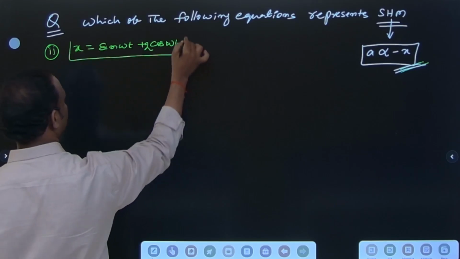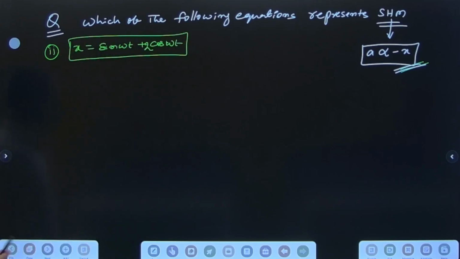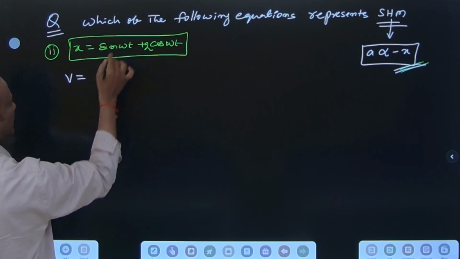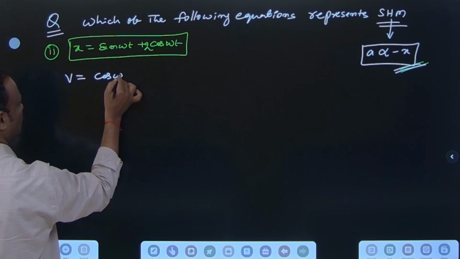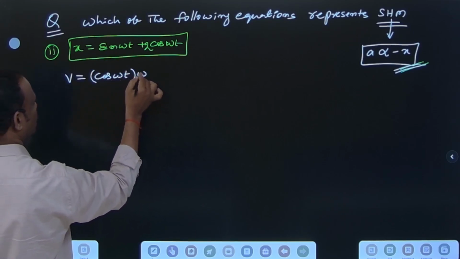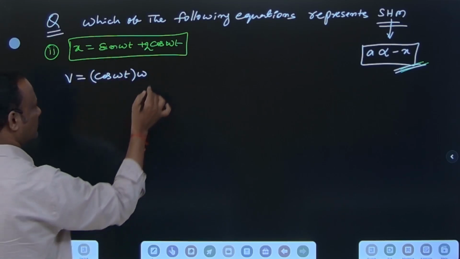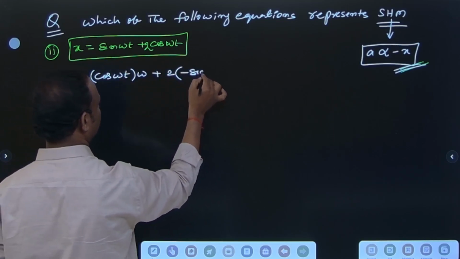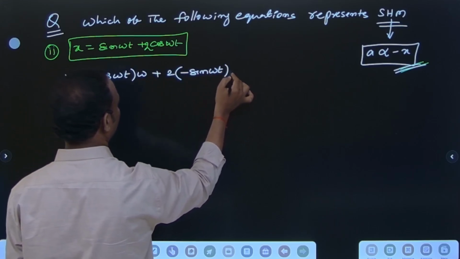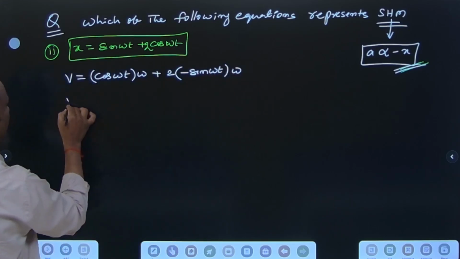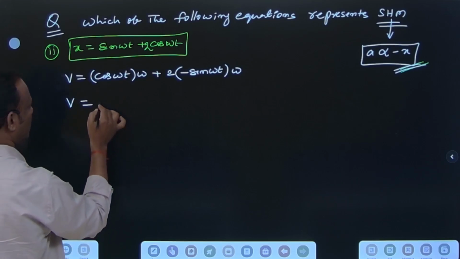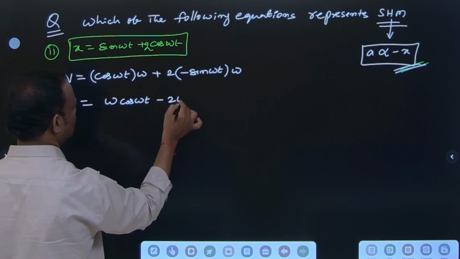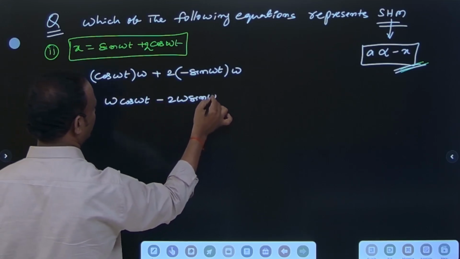Okay, this is the equation. Let us prove it now. Directly I am doing the velocity: v is equal to the differentiation of sin omega t, which gives cos omega t into omega, plus 2 times the differentiation of cos omega t, which gives minus sin omega t into omega. So v is equal to omega cos omega t minus 2 omega sin omega t.